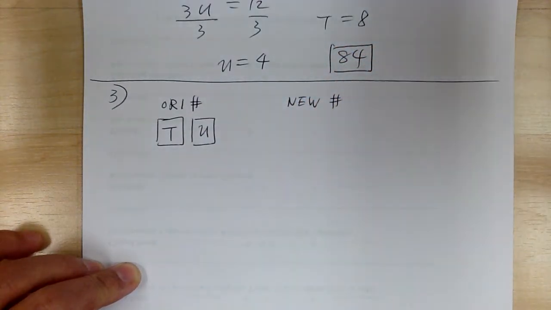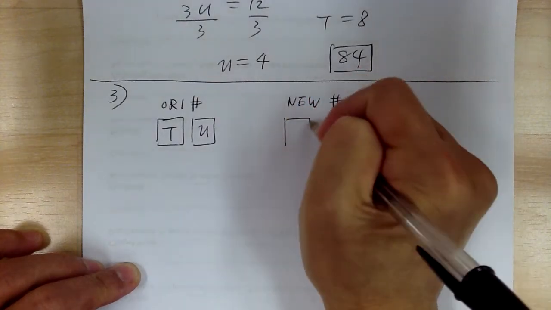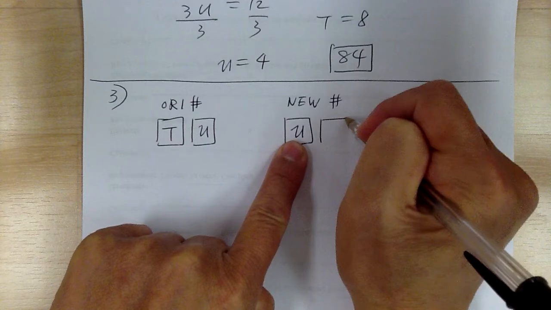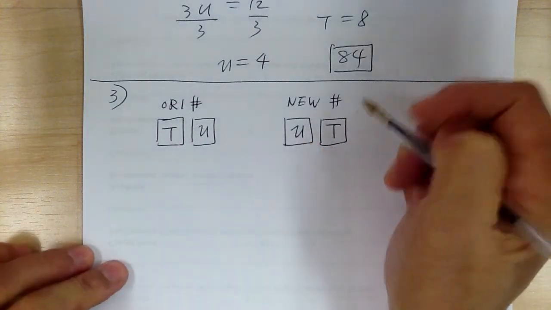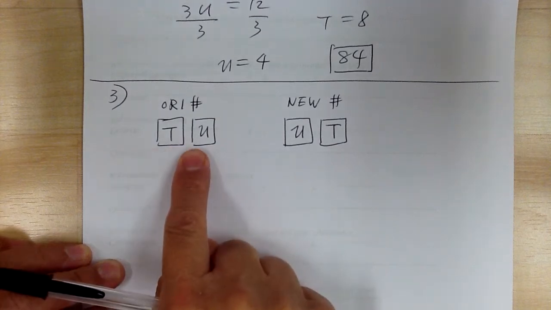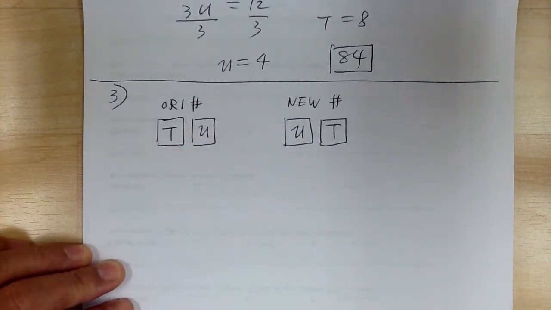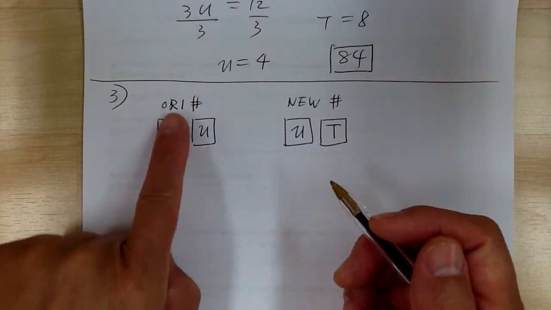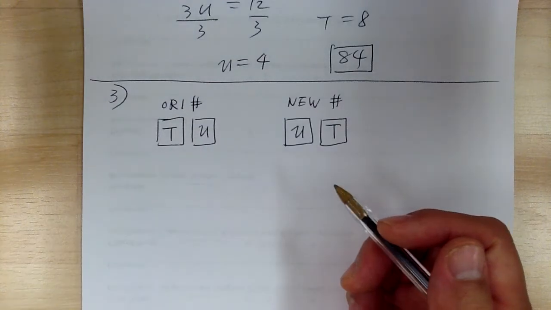The new number is when the digits are reversed. So the unit digit gets moved to the front and the tens digit gets moved to the back. So again, the new number is when you switch the digits. This is the original, you switch the digits, and it becomes the new number. Okay? So again, you need to know that. This is the technique you need to know. When the digits are reversed, right away you need to get the original number and the new number.